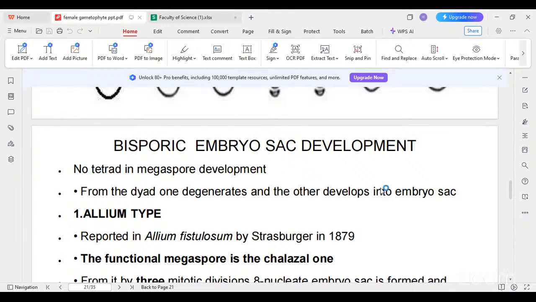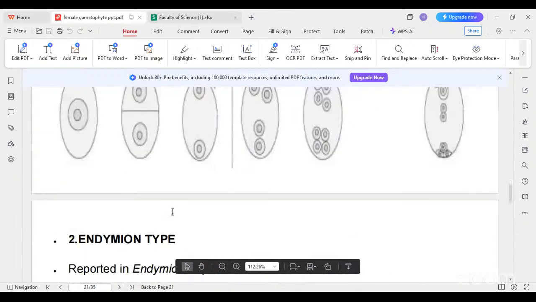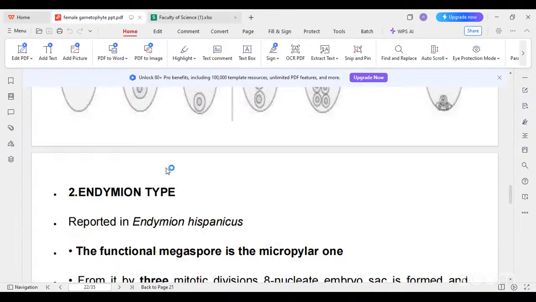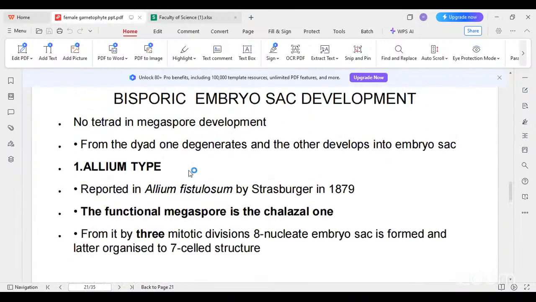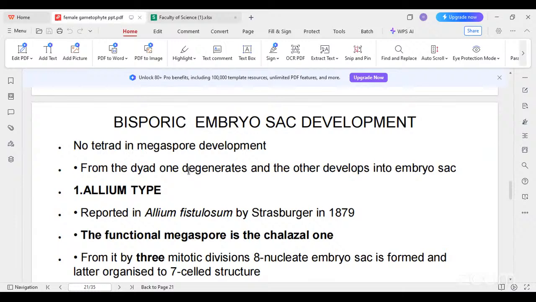In the bisporic embryo sac, a tetrad of megaspores does not develop. From the dyad, one degenerates and the other develops into the embryo sac. Here also there are two types: one is the Allium type, and the second one is the Endymion type. Two types are there, Allium type and Endymion type.